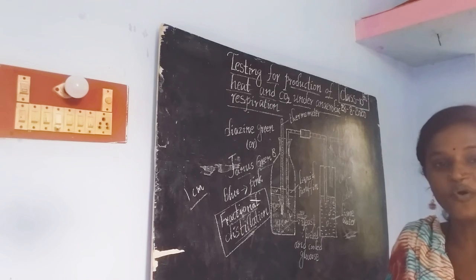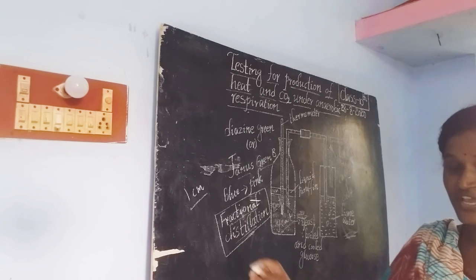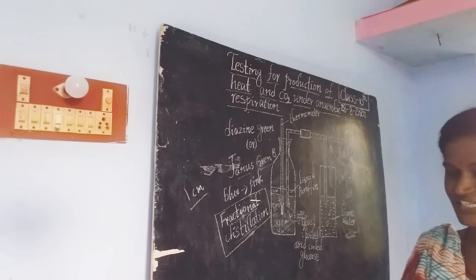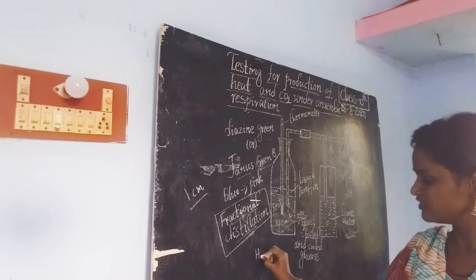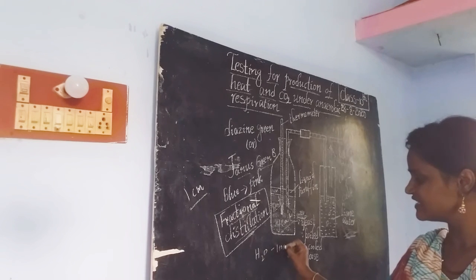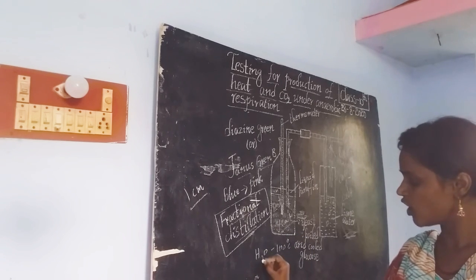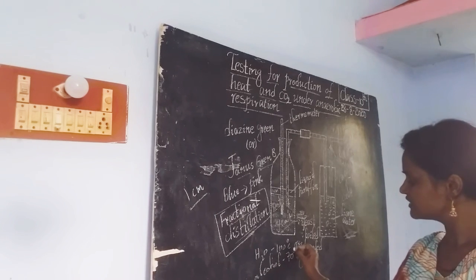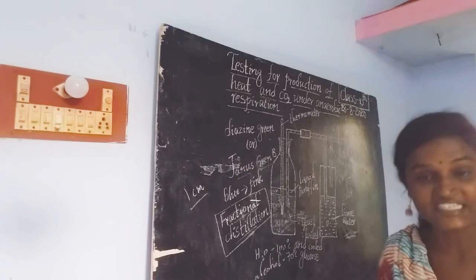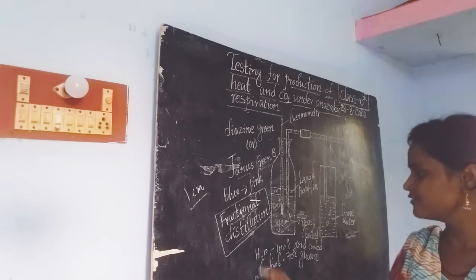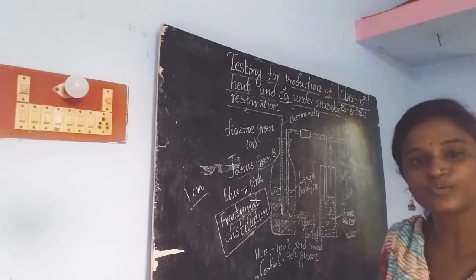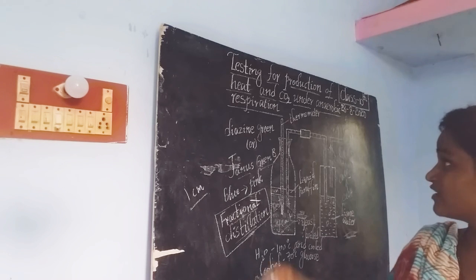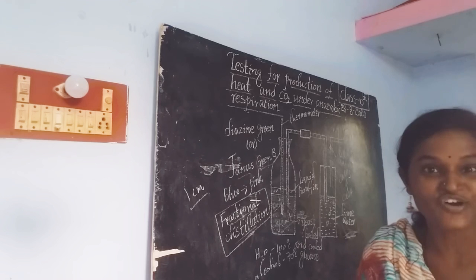Here, depending on the boiling point, by using fractional distillation, we are able to separate the produced alcohol from the glucose solution. We all know that the boiling point of water is about 100 degrees centigrade. Then what about alcohol? The boiling point of alcohol is less than water, that is 70 degrees centigrade. By using this process, we are able to separate both alcohol and glucose solution. And all this process is called fermentation.